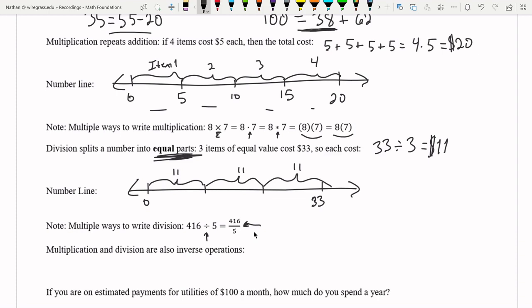Once again, multiplication and division are also inverse operations. So for this first one, we had 4 times 5 equals 20. I can rewrite this as 4 equals 20 divided by 5. Same kind of relationship that I'm showing there with the same numbers, just a different operation. Here I said 33 divided by 3 is 11. That's the same thing as saying 33 equals 11 times 3. Same relationship, just using a different operation. And you can do that because multiplication and division are inverses, and addition and subtraction are inverses.